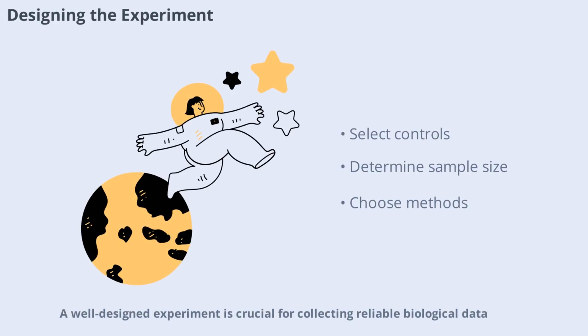A well-designed experiment is crucial for collecting reliable biological data. This involves selecting appropriate controls, determining sample sizes, and choosing the right methods for measurement. Consider variables that might influence your results, such as temperature, light, or genetic background. By carefully planning your experimental design, you increase the likelihood of obtaining data that accurately reflects the biological processes you're studying.